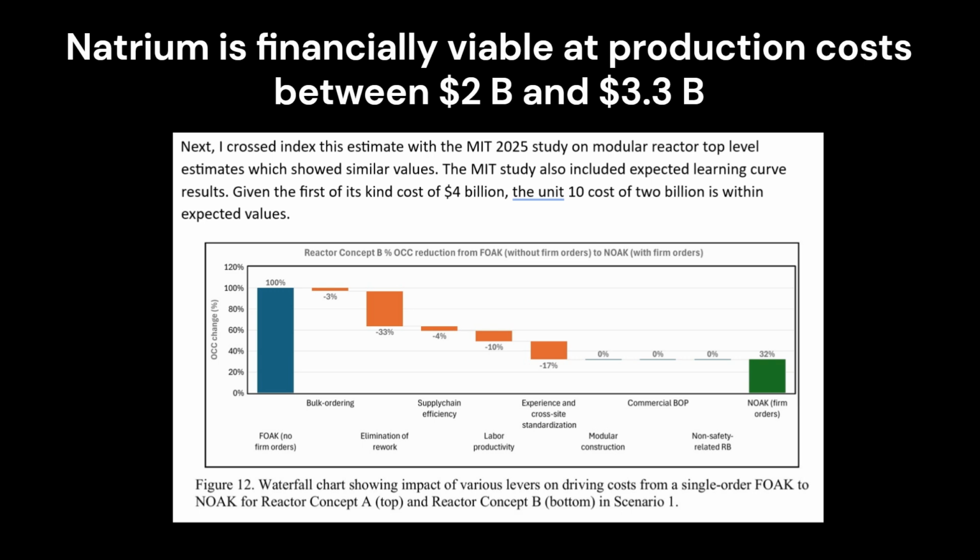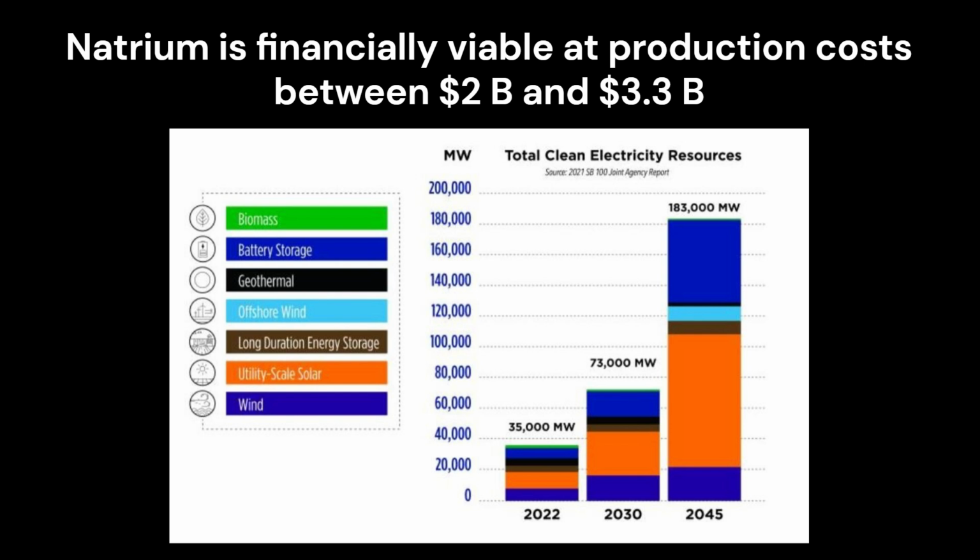The MIT study also included expected learning curve results. Given the first-of-its-kind cost of $4 billion, the Unit 10 cost of $2 billion is within expected values. This effort is assumed to be taking place as part of the California decarbonization plan, based on the expectation that Natrium systems are used instead of in conjunction with offshore wind, based on the California plan decarbonization scheme.